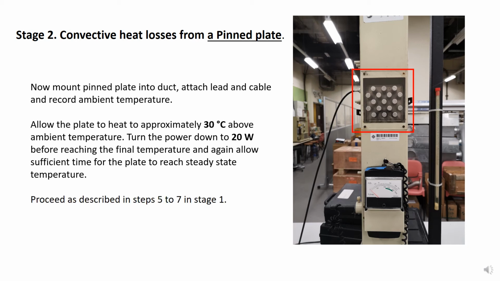Then we need to proceed as described in steps 5 to 7 in stage 1. And at last, we also obtained 3 temperatures: the ambient temperature TA and two steady-state surface temperatures Ts0 and Ts1.